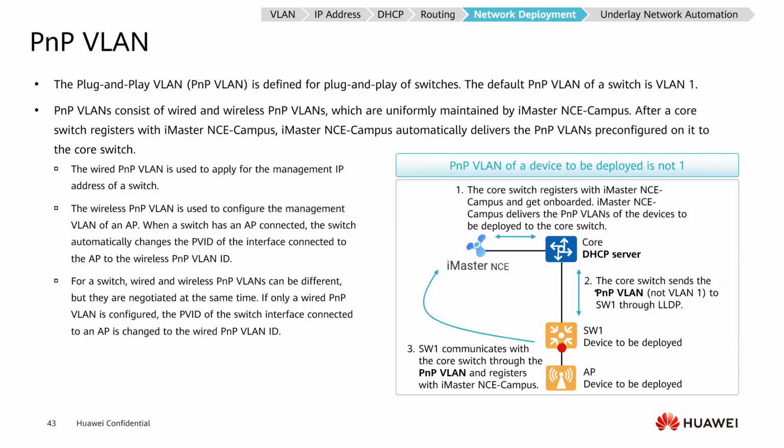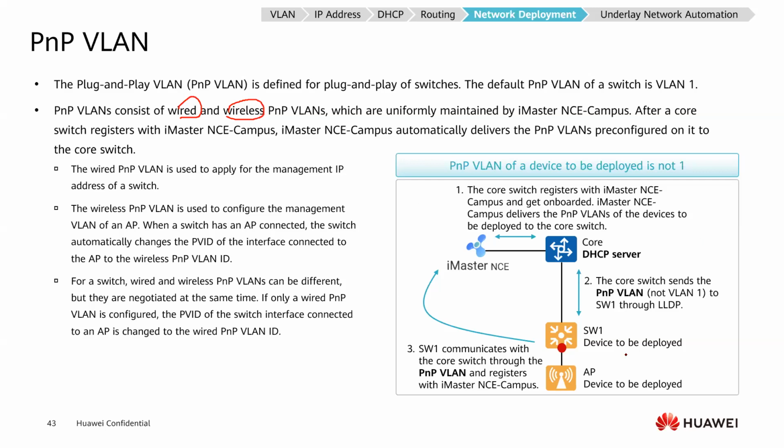And what is the PNP VLAN? The PNP VLAN is the plug and play VLAN. It's defined for the plug and play of the switches, and by default the value is 1. There are two kinds of PNP VLAN. One is for wired, another is for wireless, and all of them can be maintained on the controller. The wired PNP VLAN is applied for the management IP address of the switches.